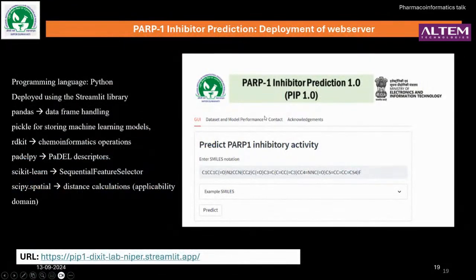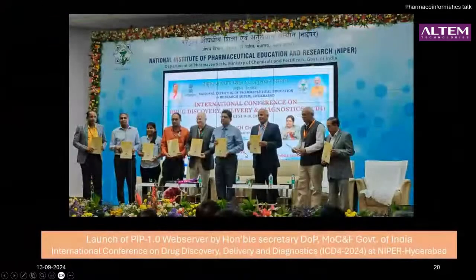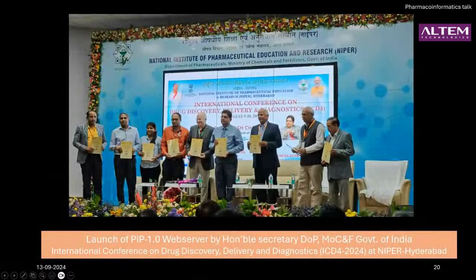And all this methodology of classifying the unknown compound and trying to predict its activity has been deployed as a web server, which is available on this website, and you can access that and try to check the activity of your compounds if you are interested in PARP1 inhibition activities. Recently, this web server was launched at the NIPER Hyderabad conference by the hands of Honorable Secretary DOP and our own director, Professor Murthy.